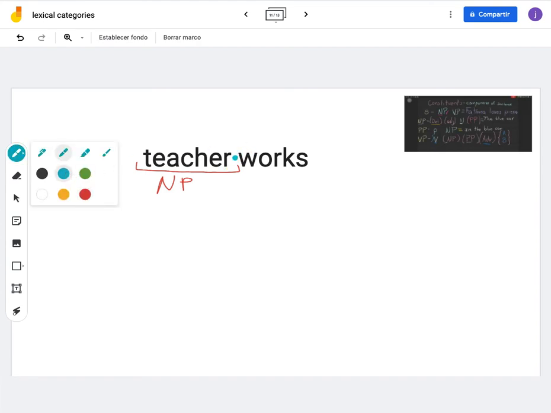Now another color, "works". It's a verb phrase because it contains a verb. So we put verb phrase. Okay. And now we are doing this sentence in a tree diagram. So first we put the letter S up in this way. Okay, letter S means sentence. And down we draw two lines this way.